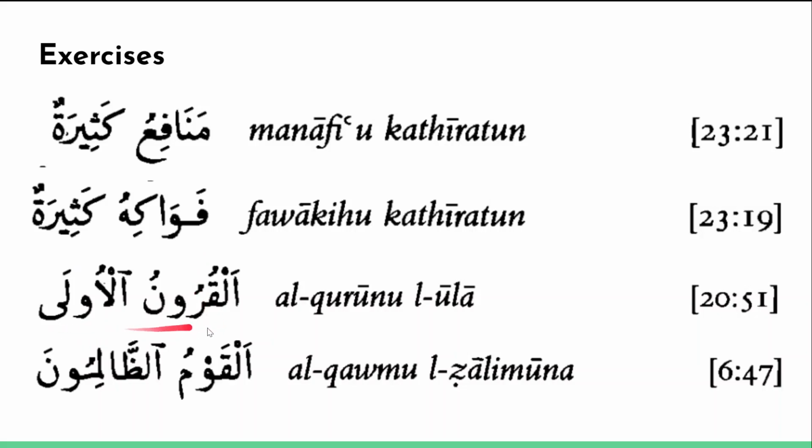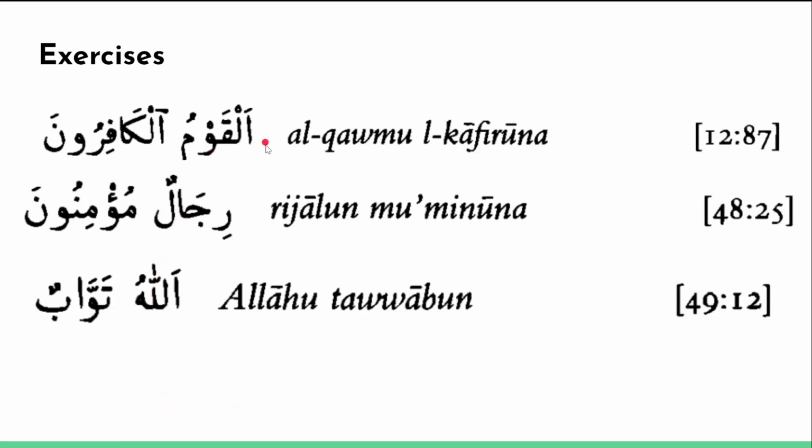Al-Qurunul Ula, we saw this before. Generations. First, the first generations. Al-Qawmul Zalimun, the people, the oppressive people, or the wrongdoing people. Al-Qawmul Kafiruna, similar phrase, the disbelieving people. Always make sure to watch out for the al. Is it the disbelieving people or is it a disbelieving people? In this case, it's the disbelieving people.